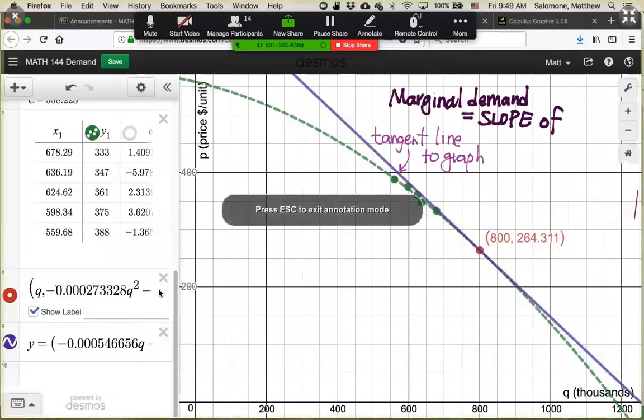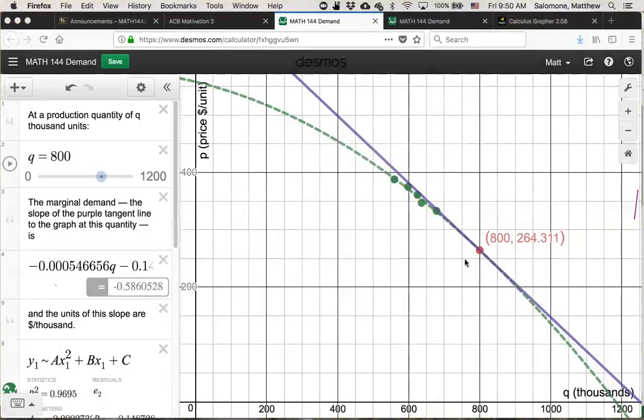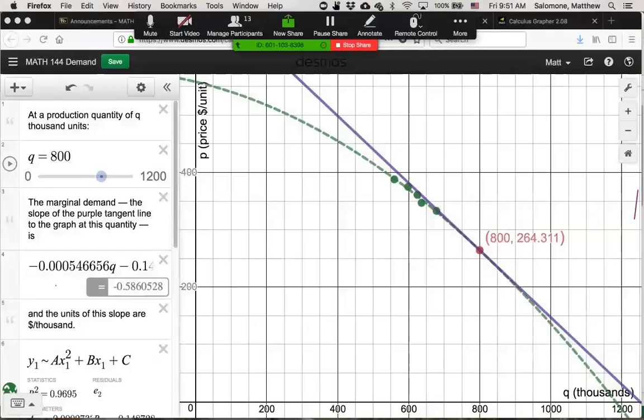So if we think about what that actually is here, we did a back of the envelope calculation to figure out that that slope was about negative 0.0005. If we bring that back into the units that are actually in my graph here, my units are in thousands and in dollars per unit. That slope, if we move the decimal point twice, we actually get minus 0.5. So the slope of this purple line on the graph, if we bring it back to the units of the project, is this number, minus 0.586.